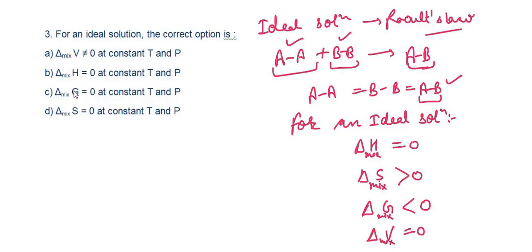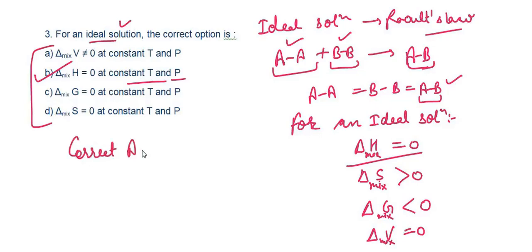So when we see the options here, the correct option is delta H mixing is 0 at constant temperature and pressure. This is satisfied for the ideal solution out of these 4 options. So the correct answer is answer B.